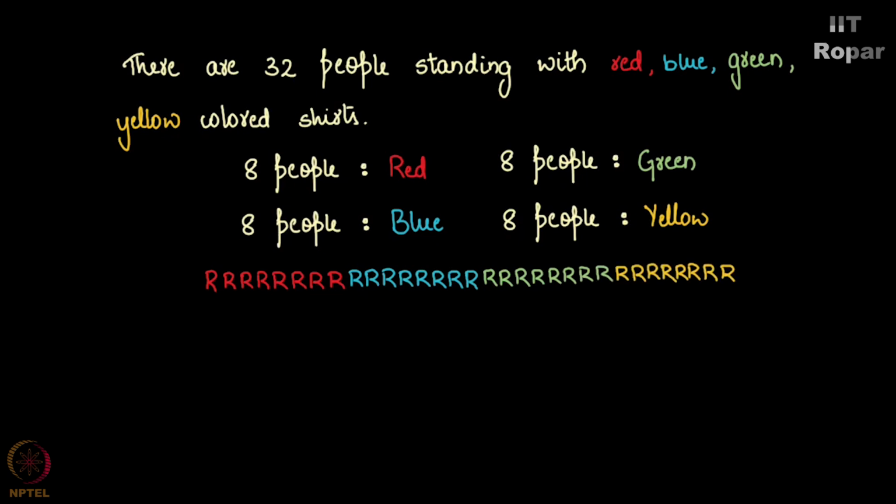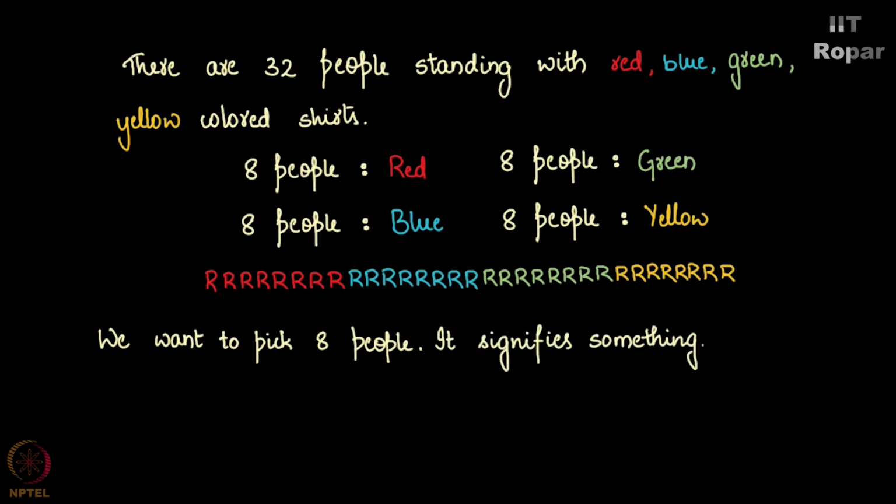Now, I want to pick some 8 people from here and make them stand. And these 8 people in a particular combination of colors signify something. Okay, maybe it's some sort of a coding of soldiers standing in the border, or it could be some kind of a signal that you may want to give to your neighboring city, or maybe you're going in a ship and you are hoisting flag colors like this in a sequence to send out a message. It can be anything, whatever.